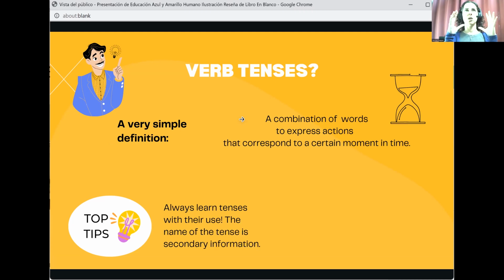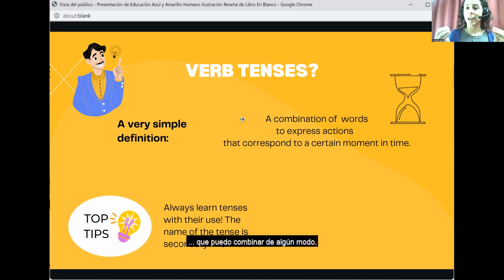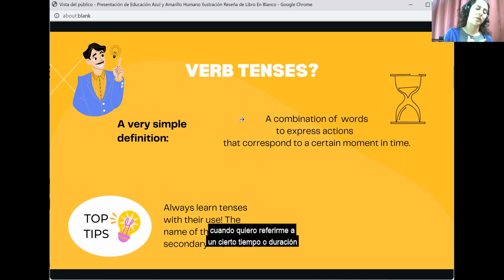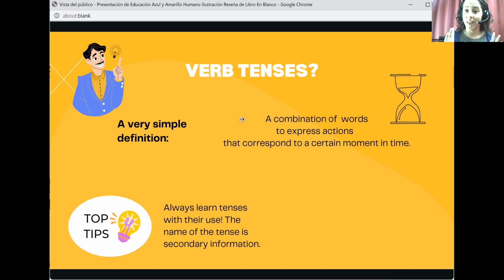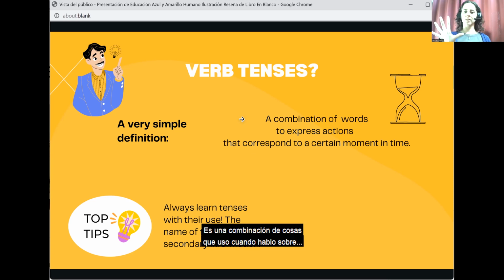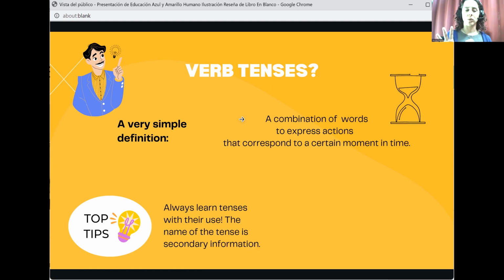Okay, esto que estoy aprendiendo es a set of words, unas palabras, una estructura that I can combine in a way, this plus this and this, when I want to refer to a specific time or a specific duration or a specific combination of actions. It's just that. This is not abstract. ¿Ya? Ese es uno de los mayores errores, aprenderlo como algo abstracto, como una fórmula. Okay? It's always a combination of things that I use when I talk about my routine, when I talk about yesterday, when I talk about my plans.